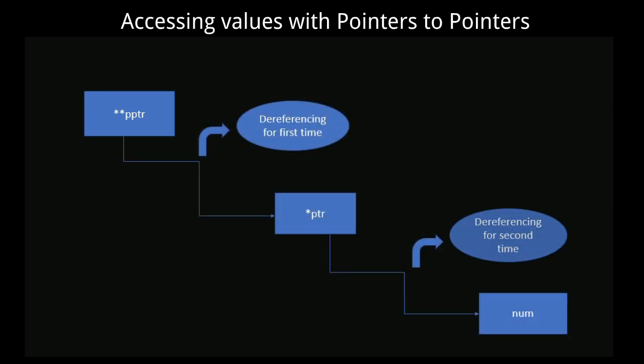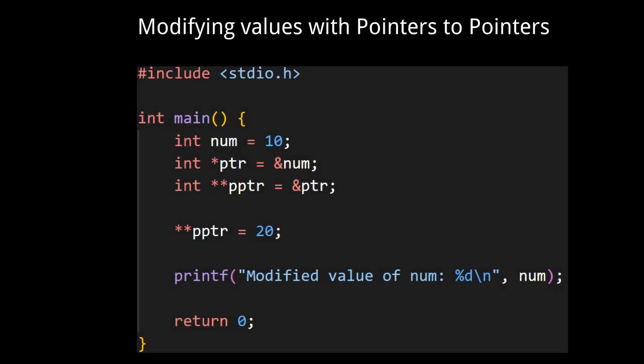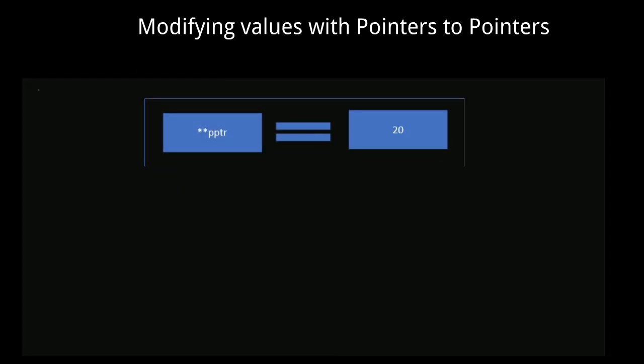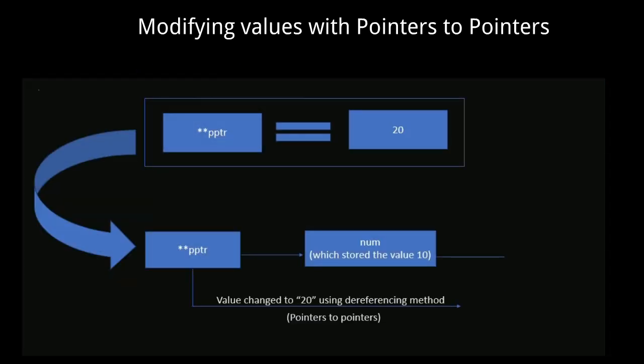We can also modify values using pointers to pointers. Let's see an example. In this example, **pptr = 20 modifies the value of num to 20 by dereferencing pptr twice. Dereferencing pptr gives us ptr, and dereferencing ptr gives us num, allowing us to change its value.